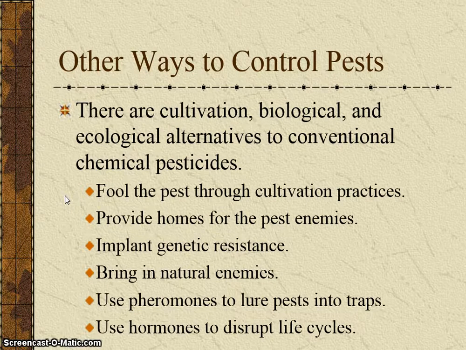You might bring around pest enemies, and a real common example of this is if you have mice in your barn, well, then you get a cat. And you don't have to put mouse poison all over the place. Cat takes care of things for you. There are a couple of other examples that we'll be going through here.